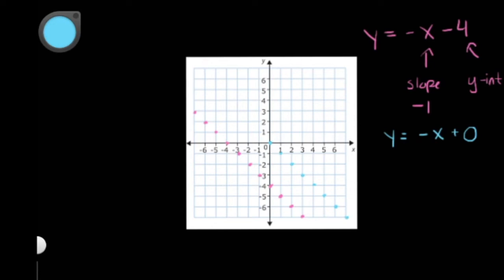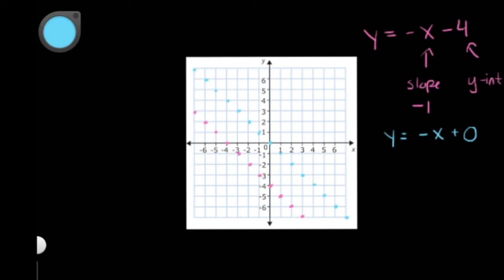So up 1, back 1. Up 1, back 1, repeating.